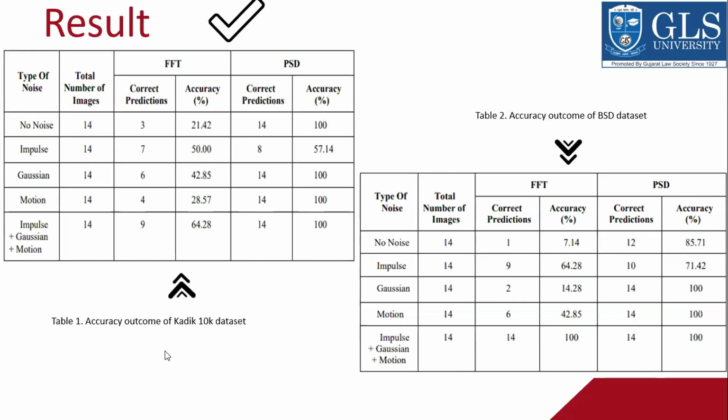So we can use a particular methodology for different types of noises. If impulse noise is present in a particular image, then use FFT. Or if Gaussian, motion, and mixed types of noises are present in a particular image, then we can use power spectrum density for image noise classification and then denoising of the images.